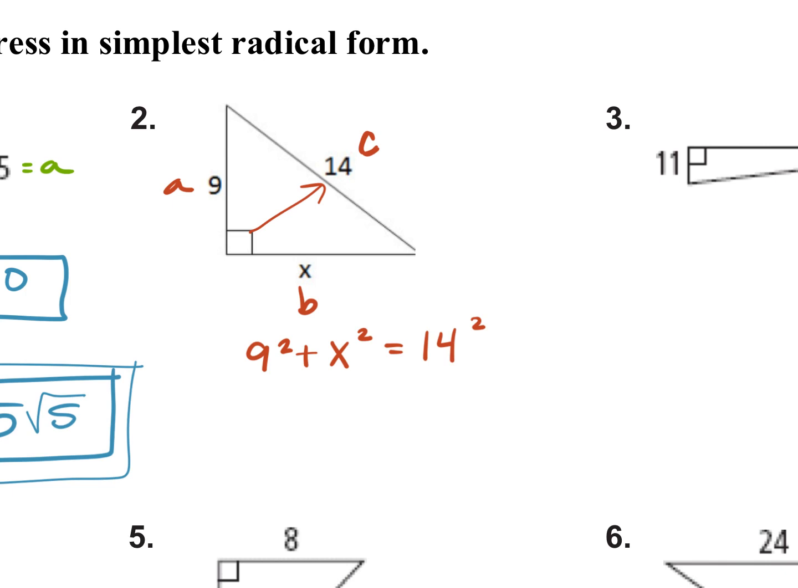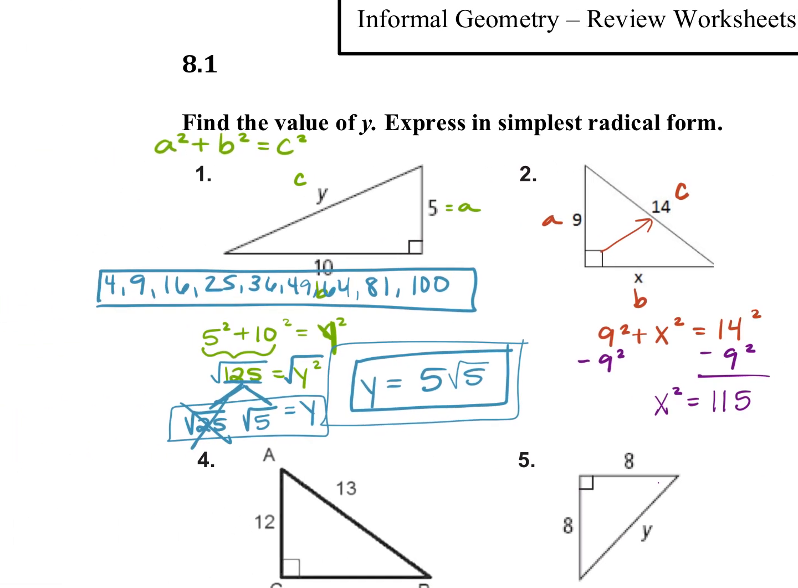Subtract. What are we going to subtract? Subtract 9 squared. So take away 9 squared. Plug that into your calculator: 14 squared minus 9 squared. I got 115. So x squared equals 115. And then you check, is there a perfect square that 115 is divisible by?